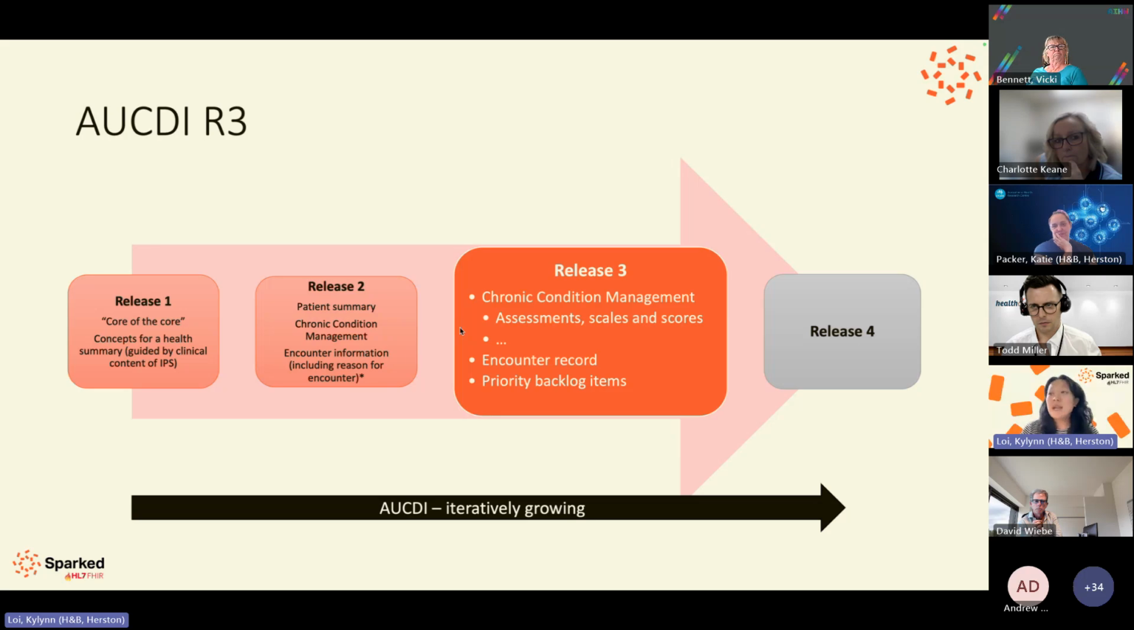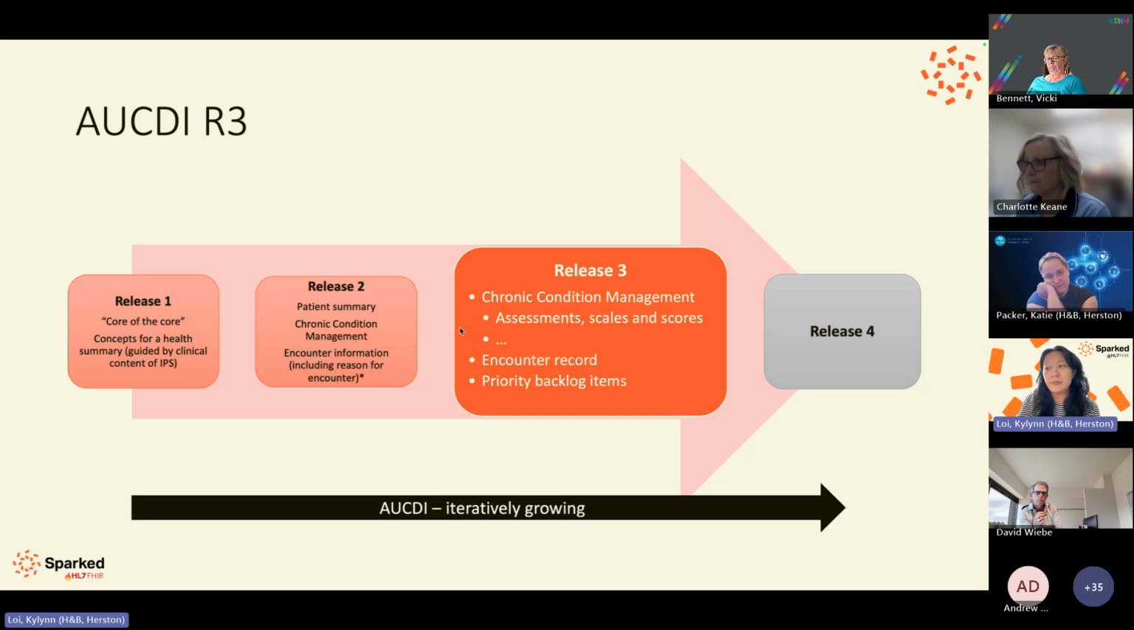In terms of AUCDI R3, our focus is around chronic condition management, so thinking about assessment scales and scores. We're looking at the encounter record as well as priority backlog items identified by the clinical design group. AUCDI is iteratively growing, so we know we've grown from R1, R2, now in R3, and we know we are pushing towards an R4.